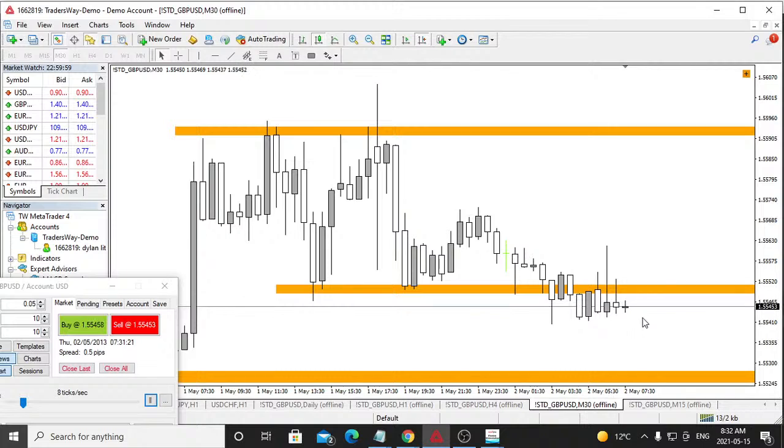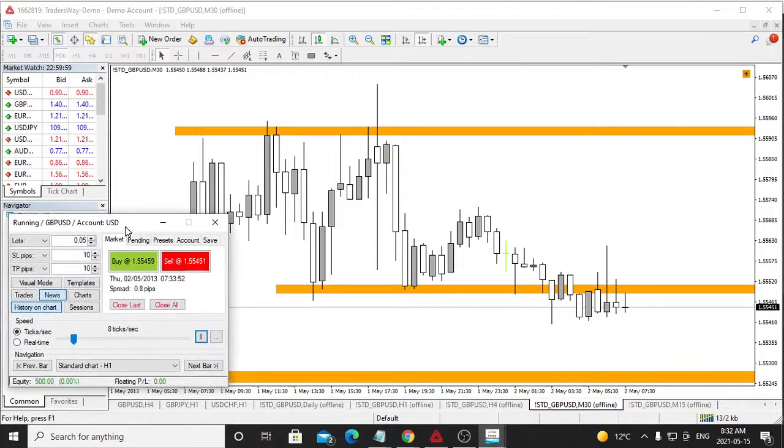Brand new 30-minute candle right here. We have the print below support, print of a bear candle below support. I mean, if this low gets broken, is there an opportunity for sells?